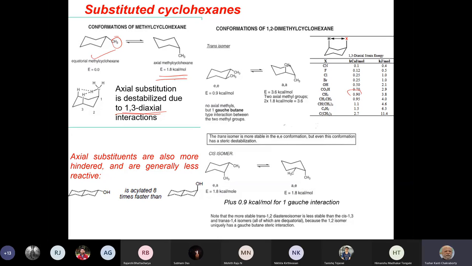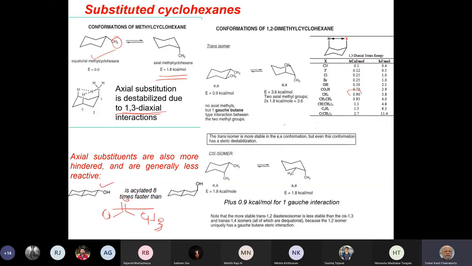This also reflects in various other properties of the molecule. For example, one example I have shown here, mostly through steric effect, is that the equatorial one undergoes acylation. If you have to make the O acetate, suppose you have to make O COCH3, this reaction goes faster with the equatorial substrate than the axial one.